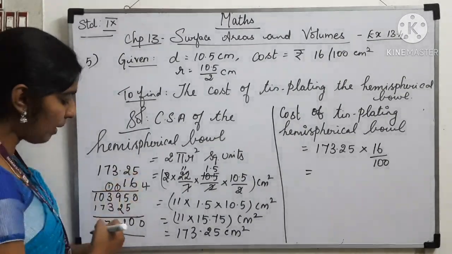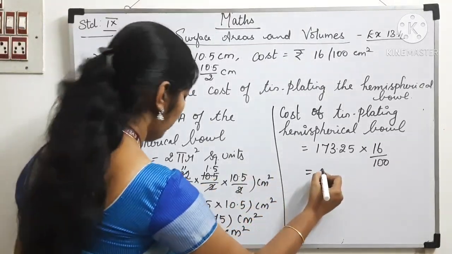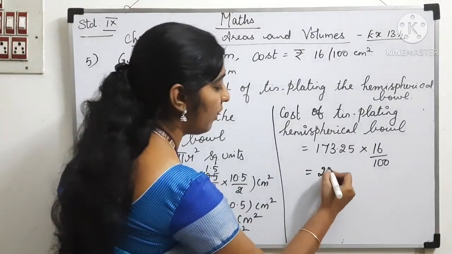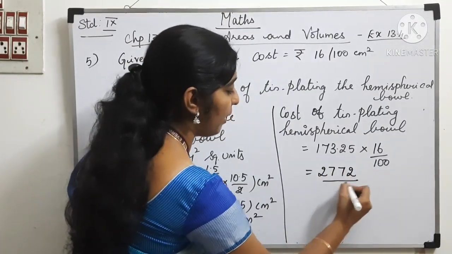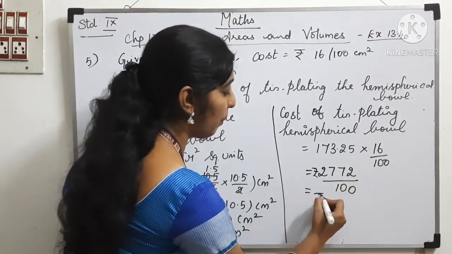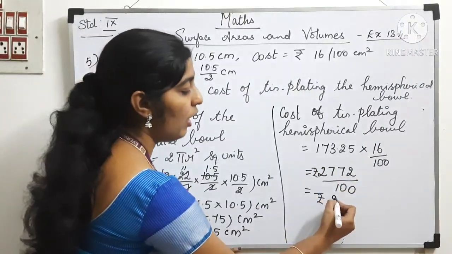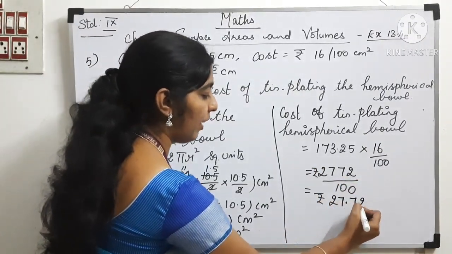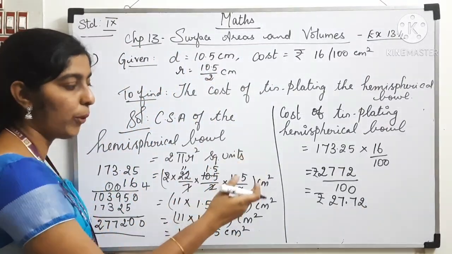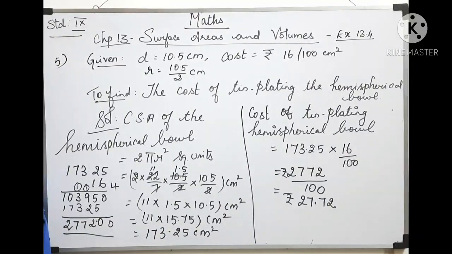So here after decimal, how many places are there? 2 places. So we got 2772 divided by 100, which is equal to rupees. When you divide 2772 by 100, you will get 27.72. Therefore, the cost of tin plating the hemispherical bowl is rupees 27.72.